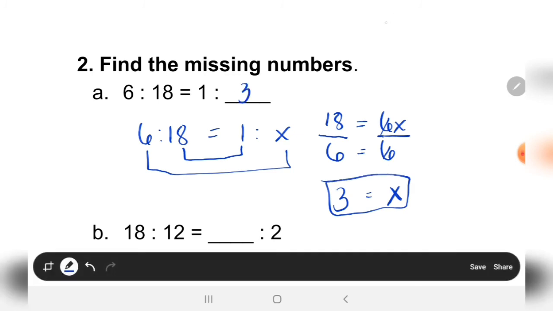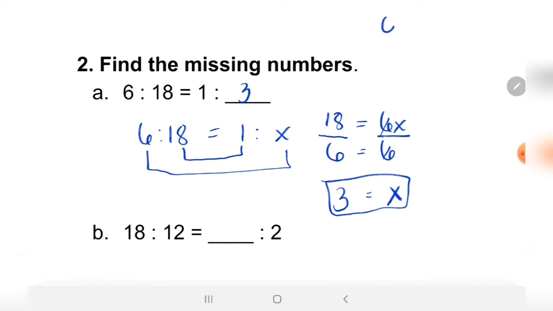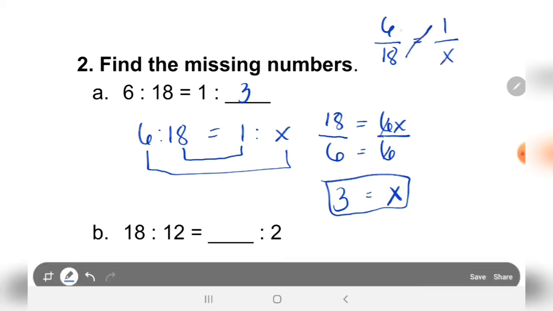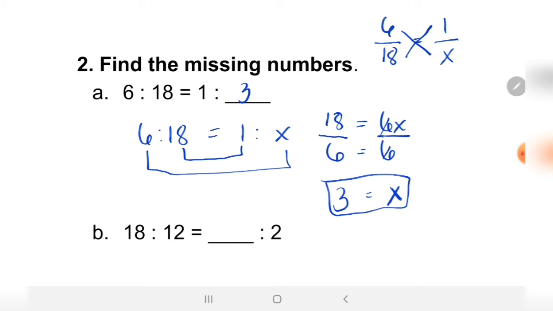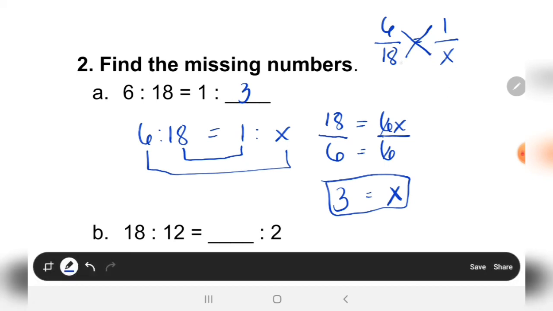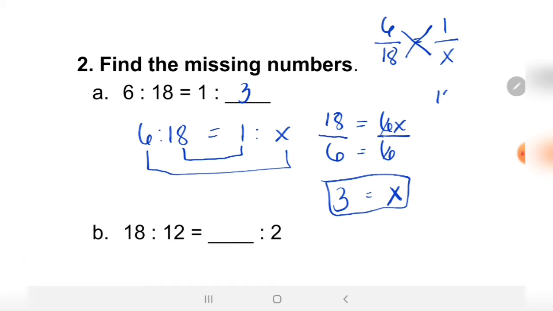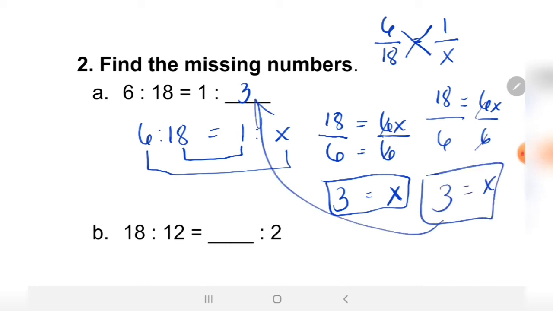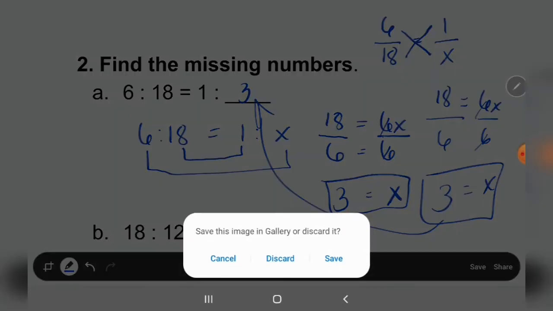Or we can use the fraction form, that is 6 over 18 equals 1 over x. Means times means, extremes times extremes. Now 18 times 1, that is 18, equals 6 times x, that is 6x. The same also, divide by 6, 6, and that is x equals 3. So we got the answer. Number 2.